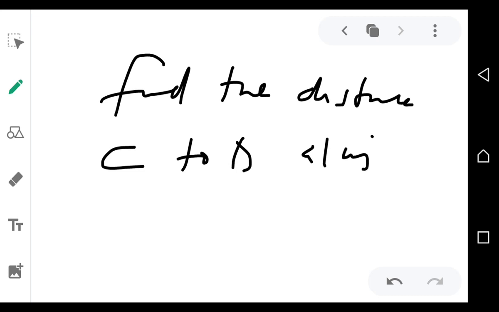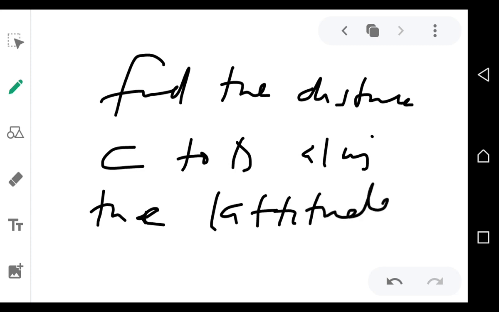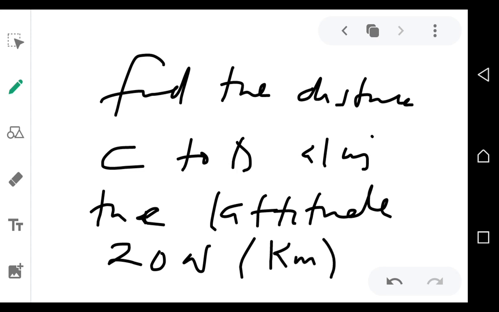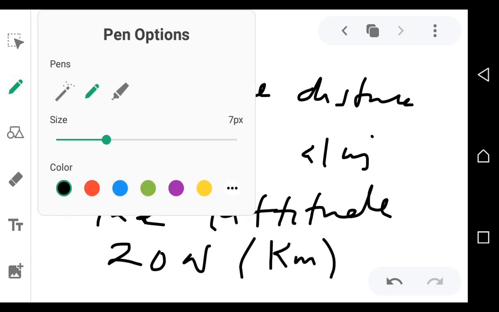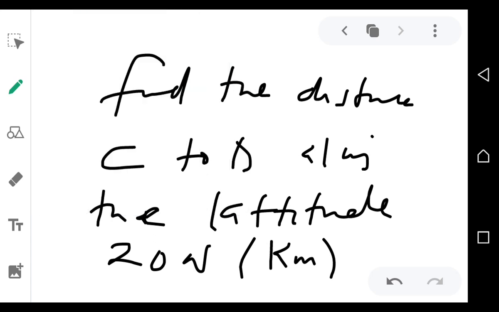along the latitude, along the latitude 20° north, in kilometers. So you remember, when it's in kilometers, you have now mastered the R. Once it's in kilometers, R is going to be 6370. You remember the R is going to be 6370.